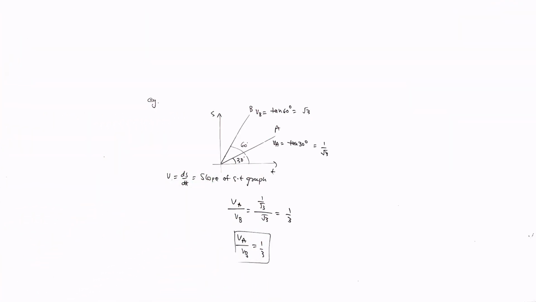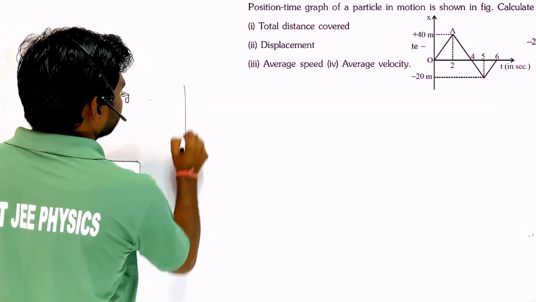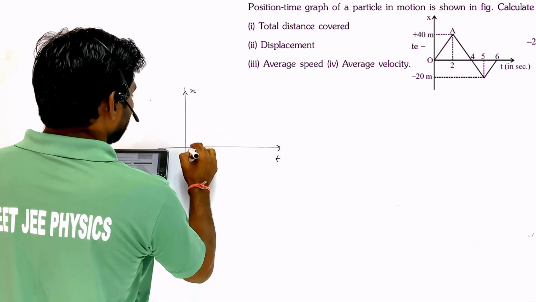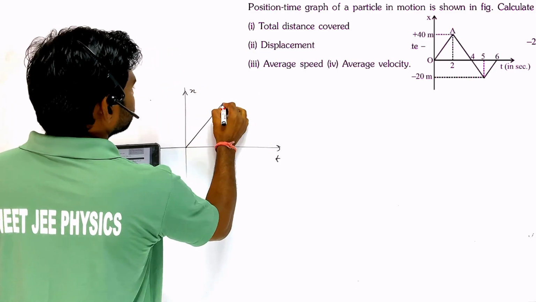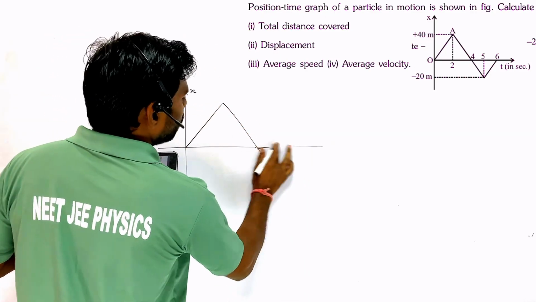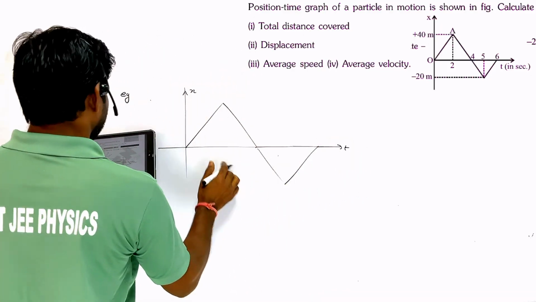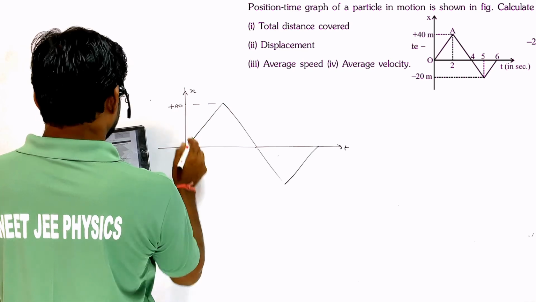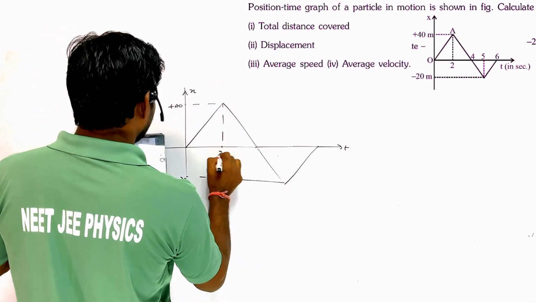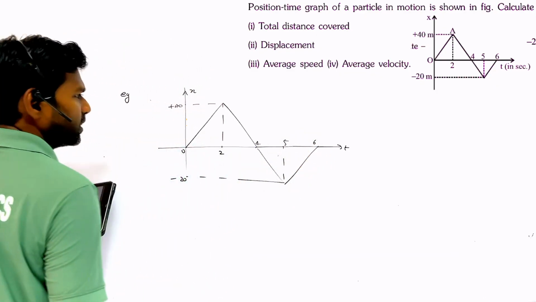Copy this. So read this question. In this question, the position time graph, the x-t graph, is given. This is the X and this is the T. It is increasing, then it is decreasing, then it becomes 0 over here, then it becomes negative like this, right? This is plus 40, and this is minus 20. This is 0, 4, 5, 6. Is it clear or not?